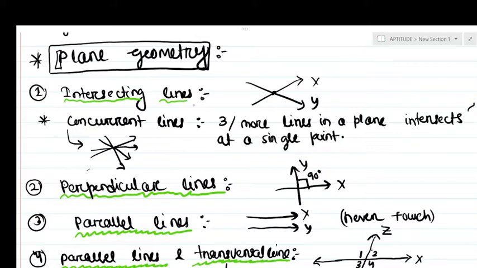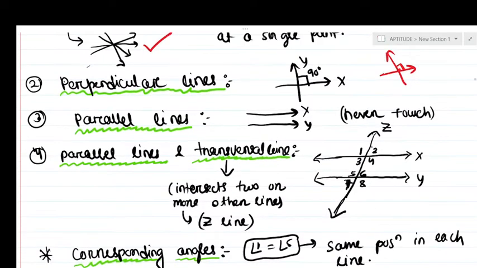Intersecting lines means if there are two lines, suppose one is x and another is y, intersecting at a point, those are intersecting lines. Concurrent lines means three or more lines in a plane intersect at a single point, like this. See this figure. This is concurrent lines. The next is perpendicular lines. Perpendicular lines means two lines perpendicular to each other at a point, at an angle of 90 degrees.